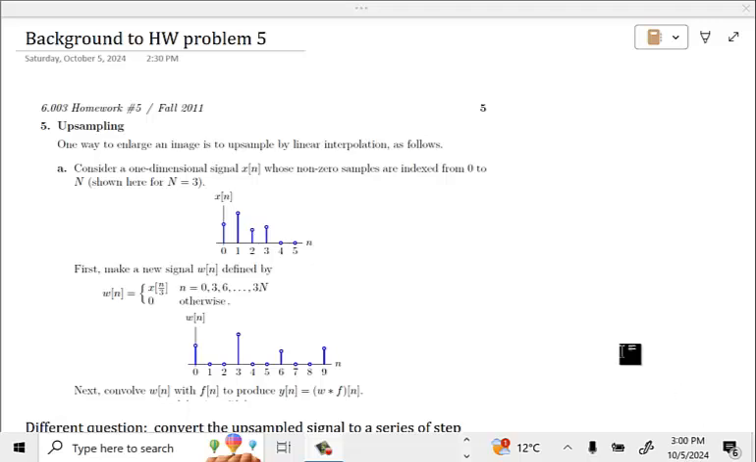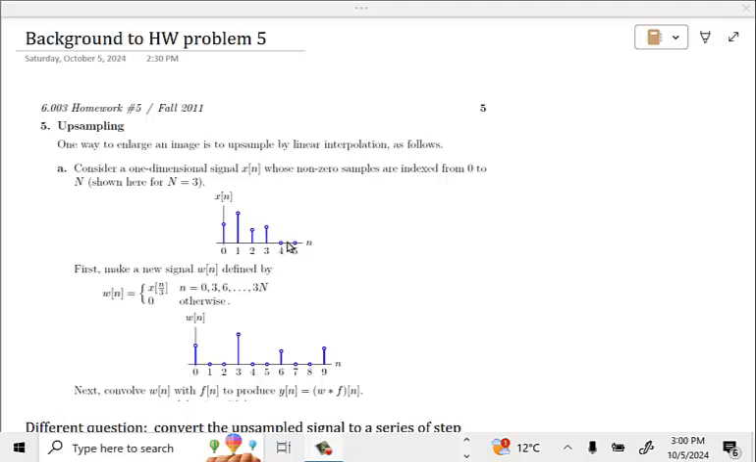Hi, I thought I'd give an example to clarify or to give some background about how you might think about this homework number 5, problem 5, that does upsampling. So here he talks about upsampling by linear interpolation. The picture is pretty intuitive. Here's the signal that you start with, and then you think of this as taking samples at integer times.